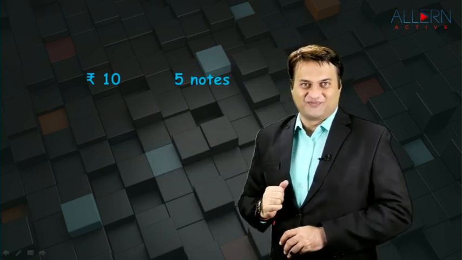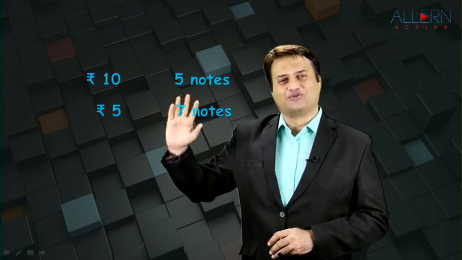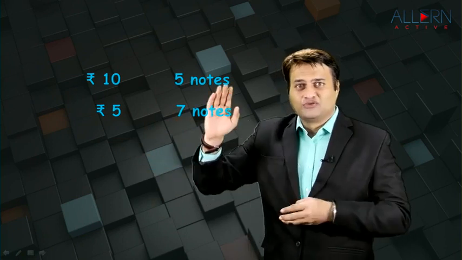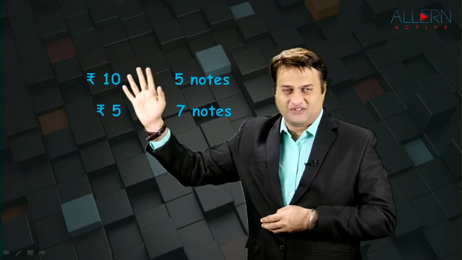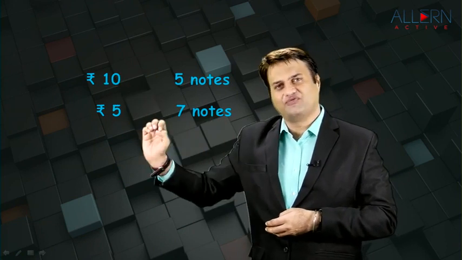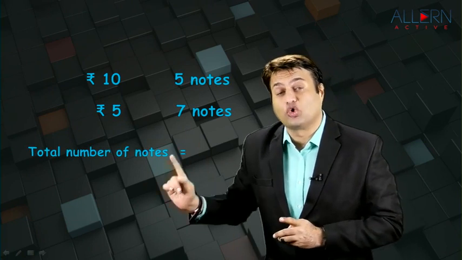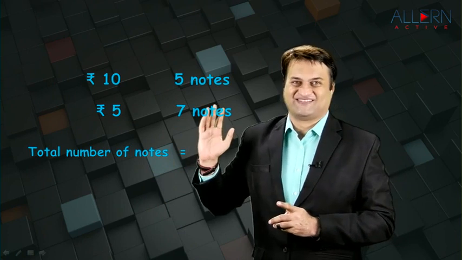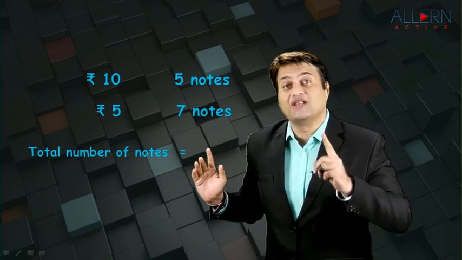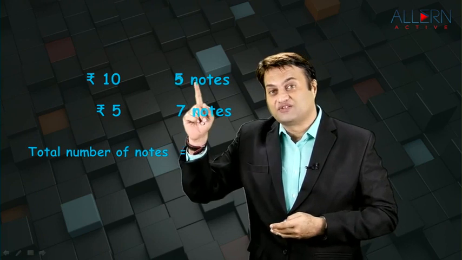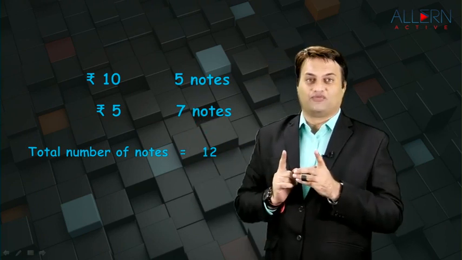But before we start the sum, a small concept that you need to understand. Listen to this very carefully. Now say for example, we have 5 notes of 10 rupees and we have 7 notes of 5 rupees. Now if the question is, what is the total number of notes? The answer is 5 plus 7, which is equal to 12.